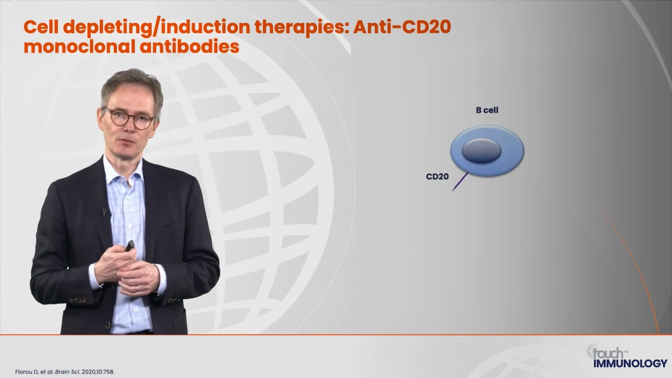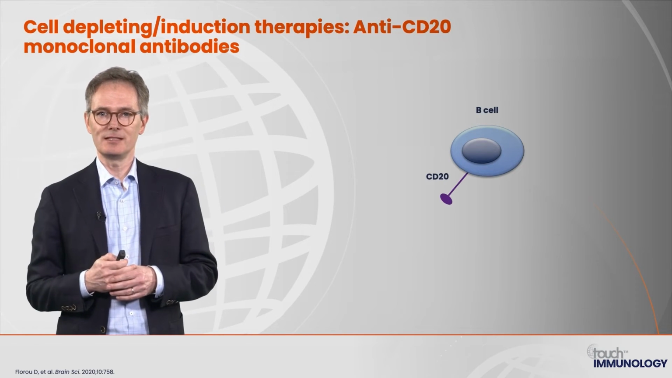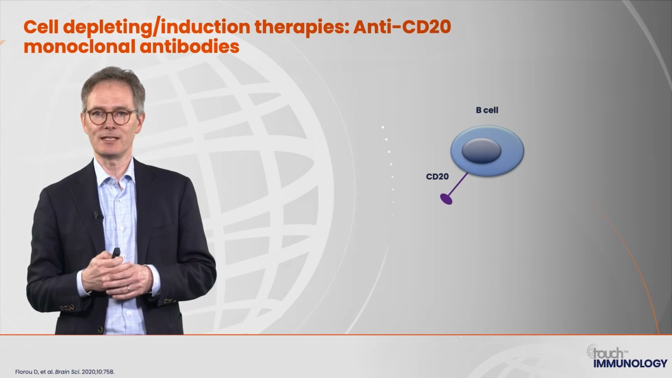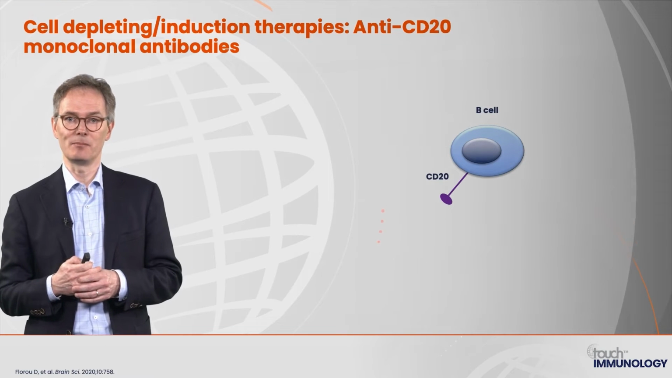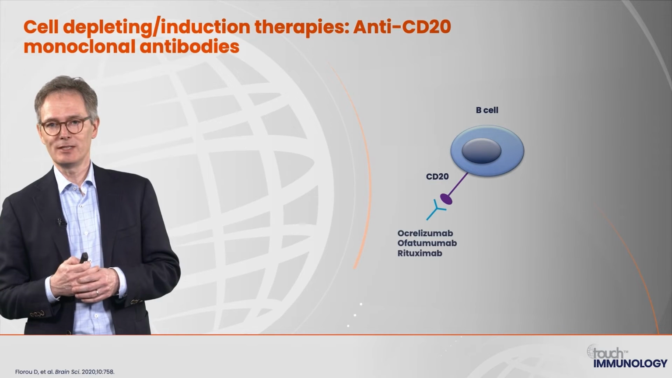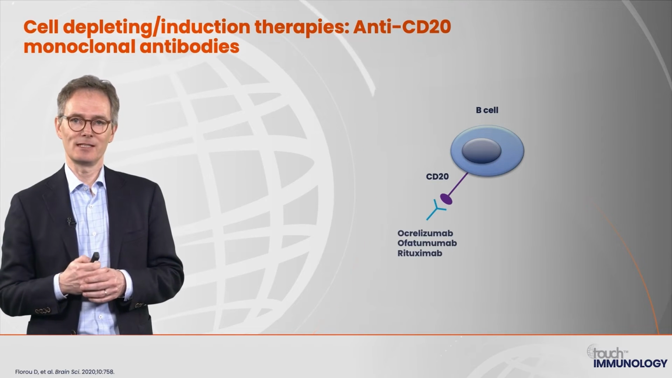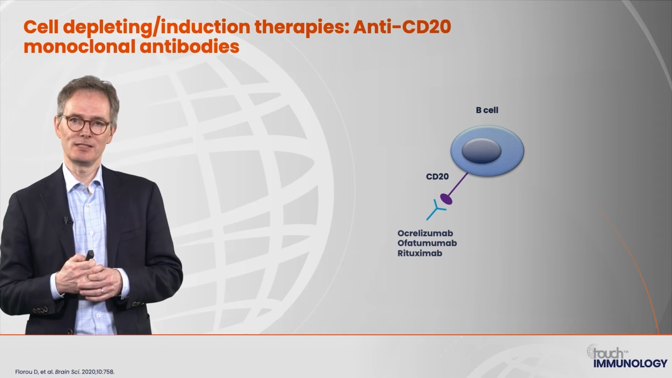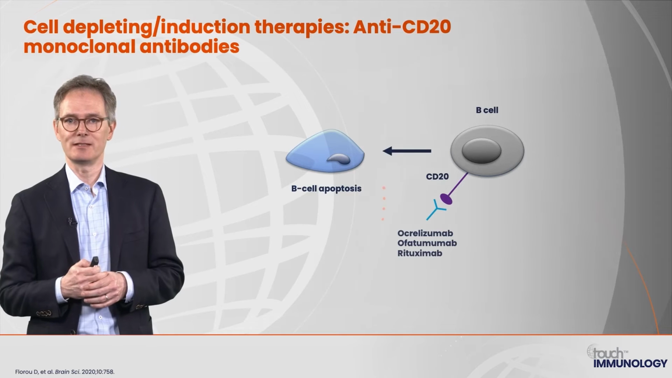And then we come to a monoclonal antibody group that really directs the B cells. That's the CD20 monoclonal antibodies that are directed against the CD20 molecule, which is expressed exclusively by B cells. Antibodies like ocrelizumab, which is given intravenously every 6 months, or ofatumumab, which is given subcutaneously every month, bind to the CD20 molecule, activate complement cascade or Fc receptor mechanisms, and thereby lead to the destruction of B cells.